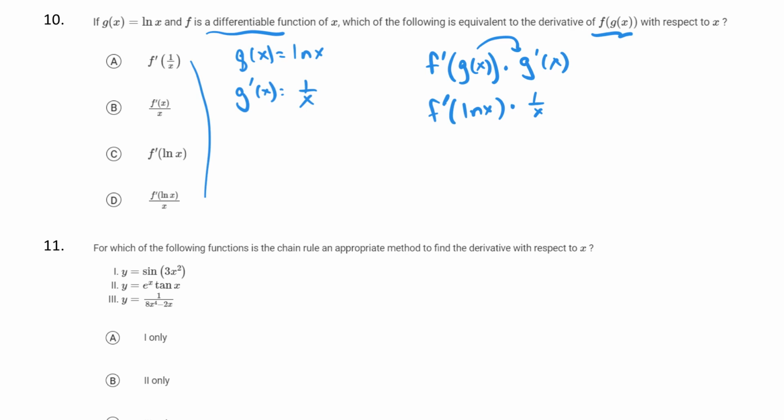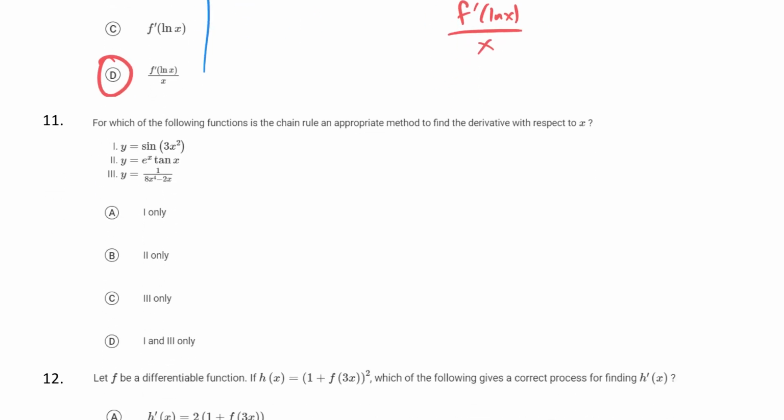Is this one of our answer choices? It looks like it right here. This is our answer choice. So this is f prime of ln x over x, which is the same thing. All right, that wasn't too bad. Moving on to the next one.